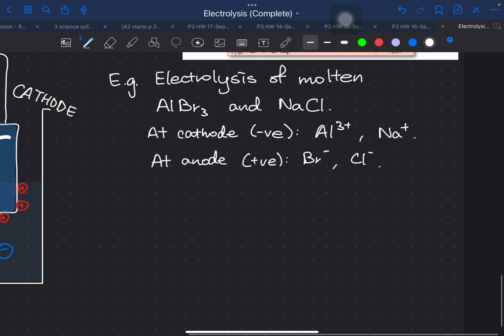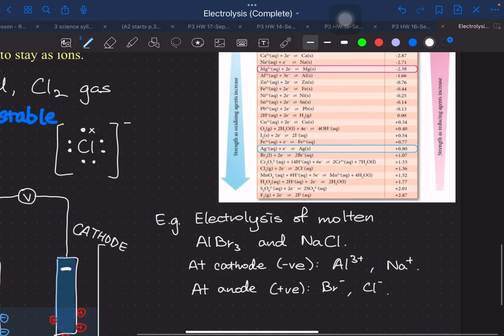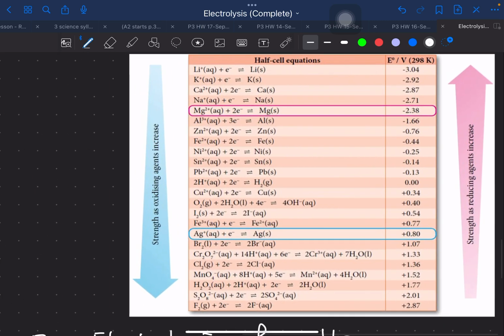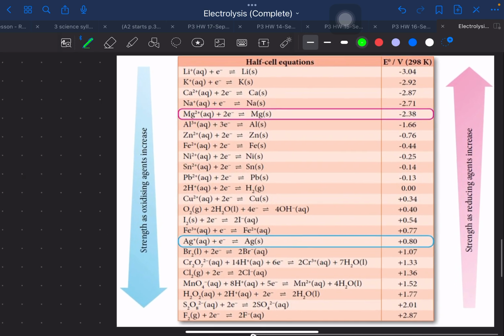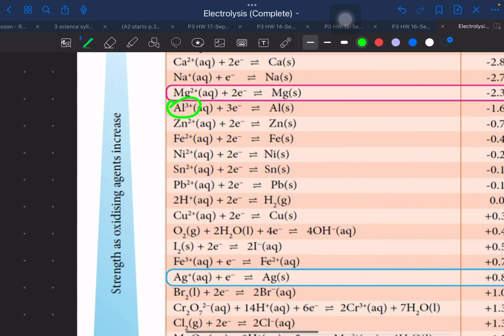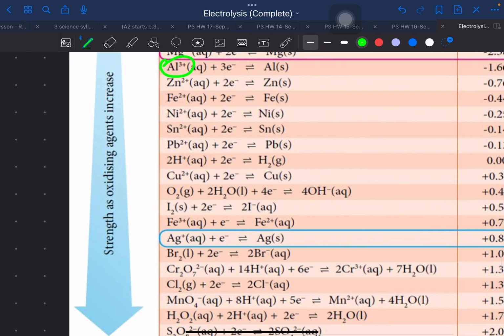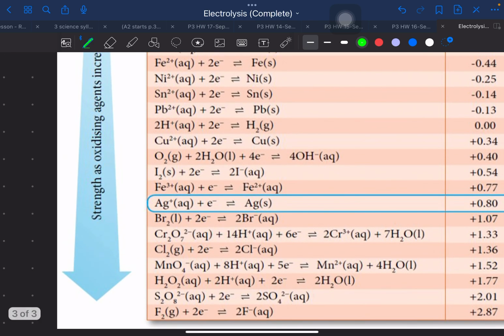So to deduce what ions are going to discharge, it's actually quite simple when we have this table. Let me just circle out the relevant half equations we're going to use in this question. I hope the picture doesn't move. So we have Al3+, Al3+ is right here. We have Na+ here. And we also have Br minus, and that is my Cl minus.